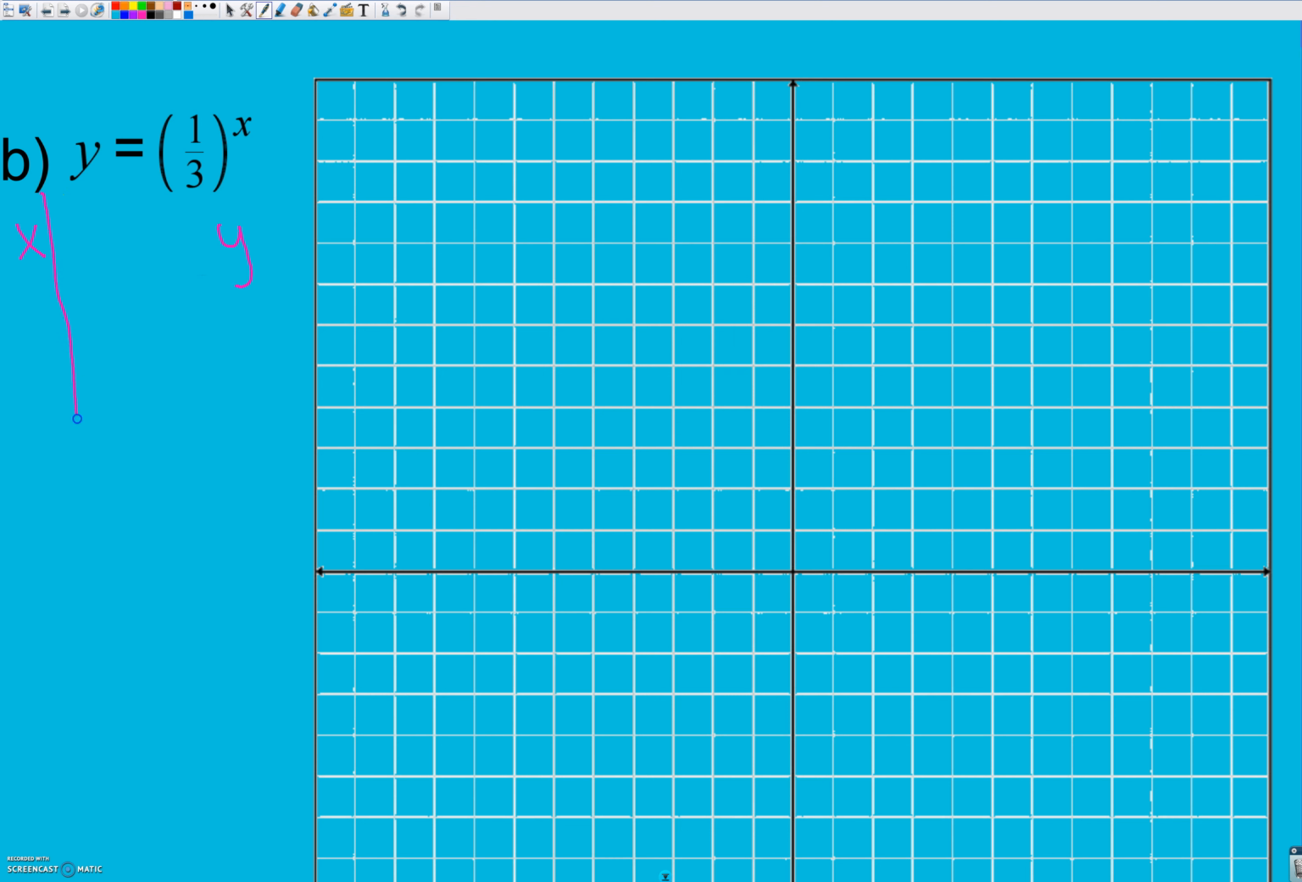We have our X and Y columns, and again I left that processing column where we can plug in our values. -2, -1, 0, 1, and 2.